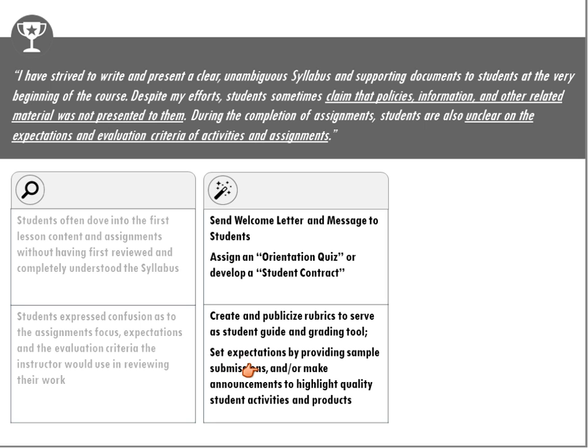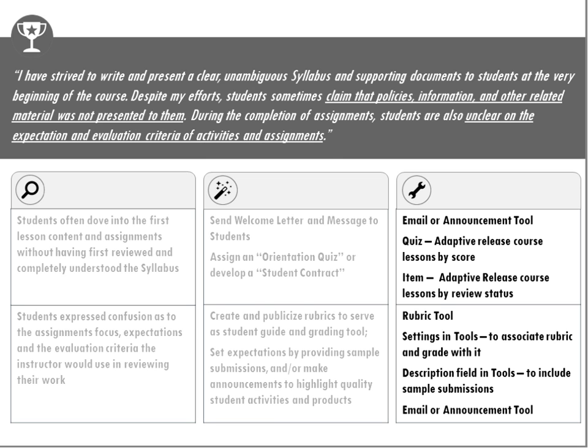So one of these suggests we do this before students embark upon the activity, so we have a sample submission. And the other one, when things happen and we like what we're seeing, we make sure that we highlight that work. This translates into Blackboard Learn, again, the email or the announcement tool, the quiz or the item.